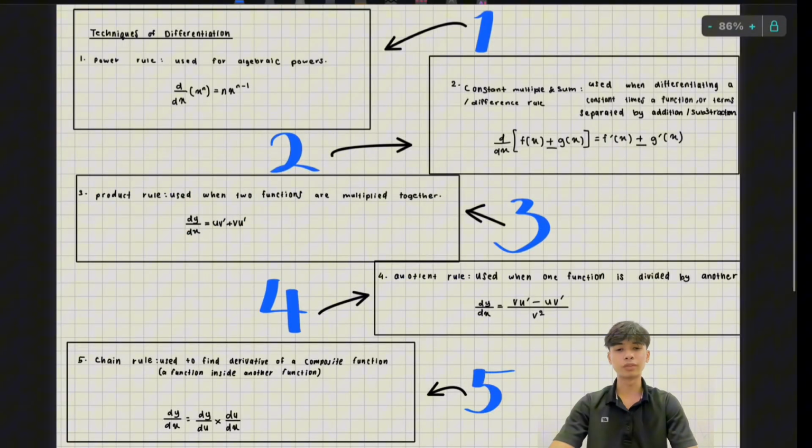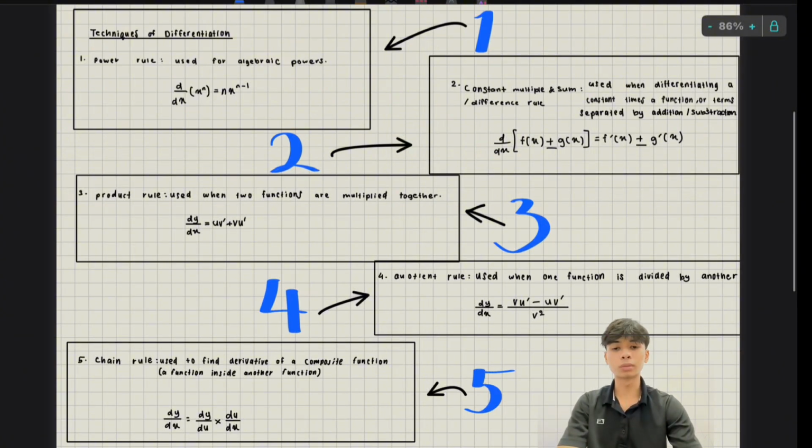Next, we are moving to techniques of differentiation. There are 5 techniques of differentiation. First is the power rule. It is used for algebraic powers: d over dx of x to the power of n equals n x to the power of n minus 1. The second is the constant multiple and sum, also known as the difference rule. It is used when differentiating a constant times a function or terms separated by addition or subtraction. The formula is d over dx of f(x) plus or minus g(x) equals f prime x plus or minus g prime x.